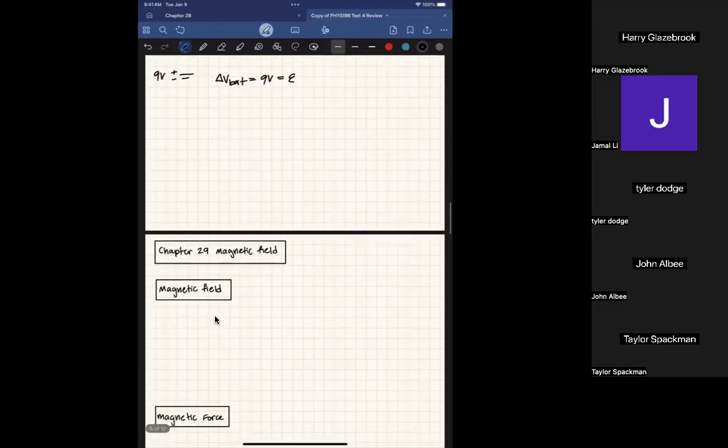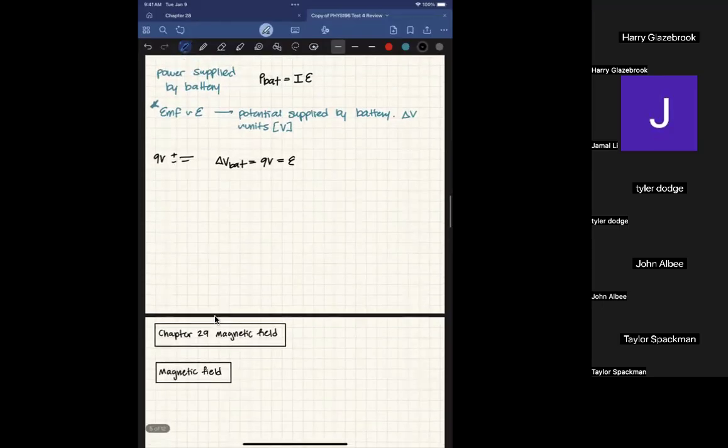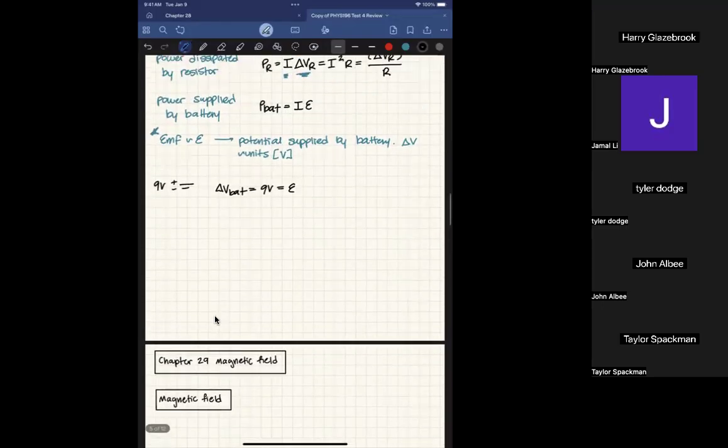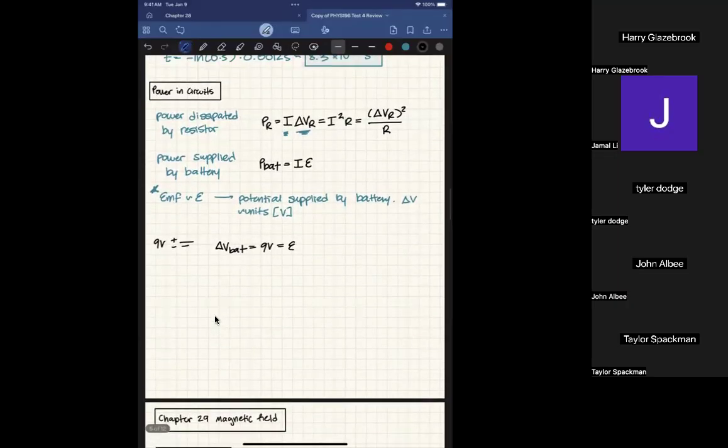How do we tell if a problem is using ideal batteries or real ones? I thought battery was watts. The potential difference supplied by the battery is volts. The power supplied by the battery is watts because the unit of power is watts. But when it says 9 volts is the EMF, that is not power and that is not watts.